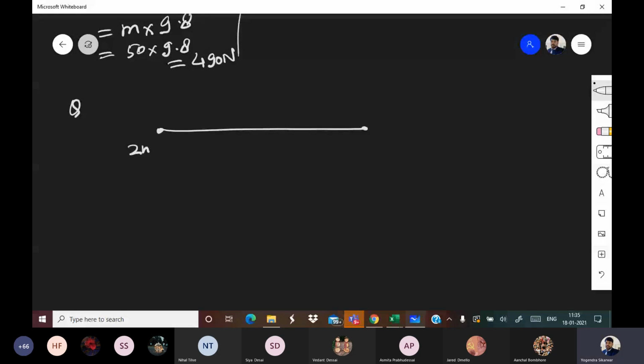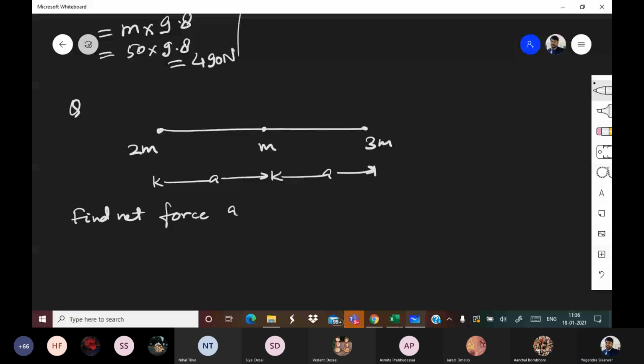This is 2m, this is m, and this is 3m. This is A, this is A. Question is find net force. Find net force acting on small m.